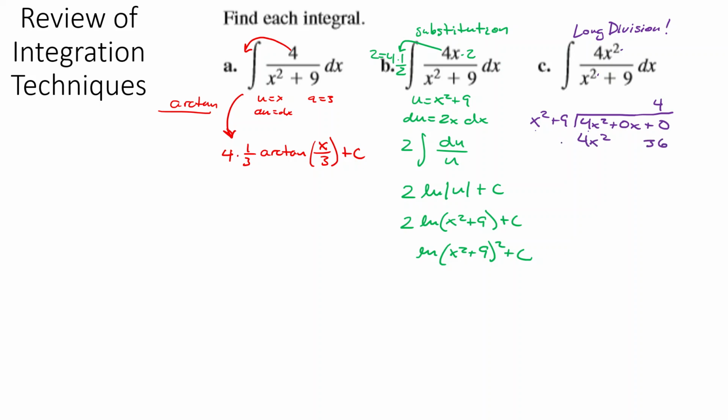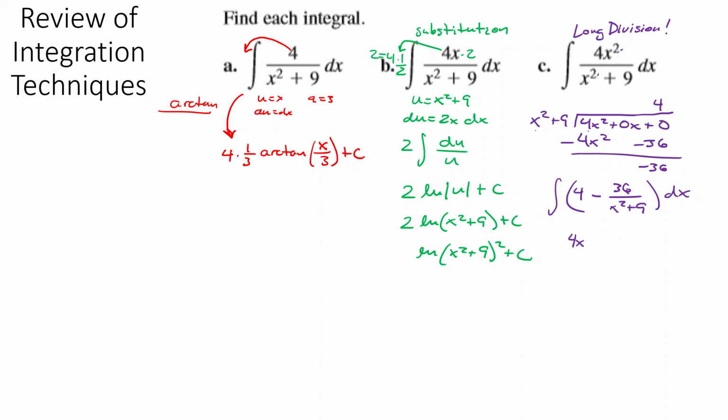And then we're going to subtract all this. So we're going to get a negative 36 here. So it looks like we're getting 4 plus, or I guess minus, 36 over x squared plus 9. All right, so that's what the inside becomes, dx. So the 4 we just integrate. Integral of 4 is 4x. Easy enough.